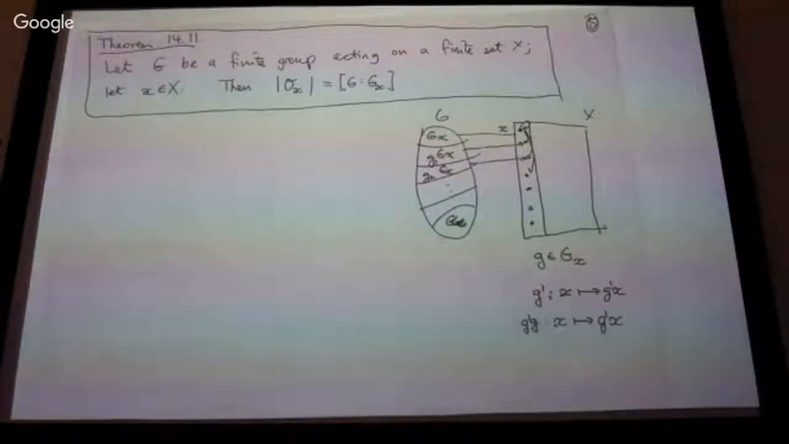Start again. Okay, chapter 14. What we're talking about in general is group actions, right? A group action is where every group element is actually a permutation of some set. We didn't say permutation, but it follows from the definition that it has to be a permutation.